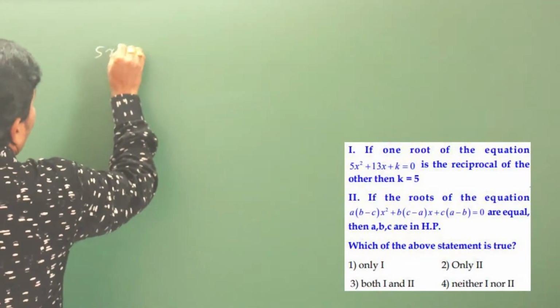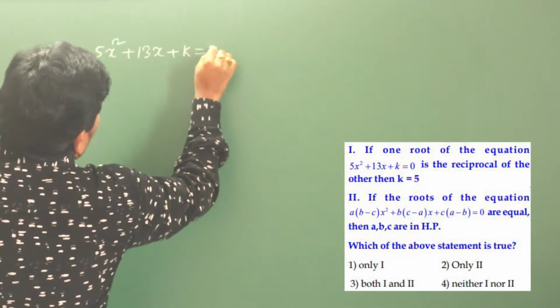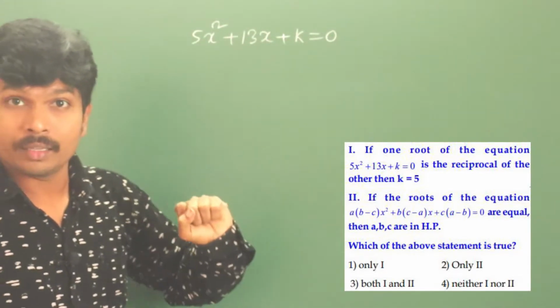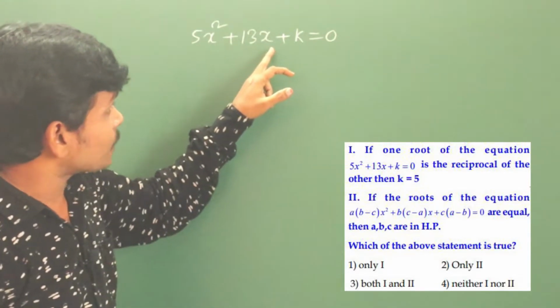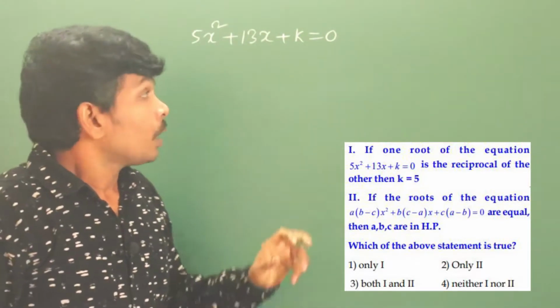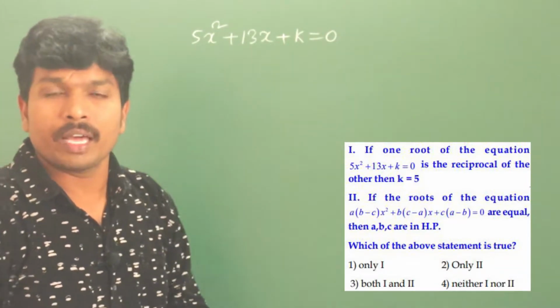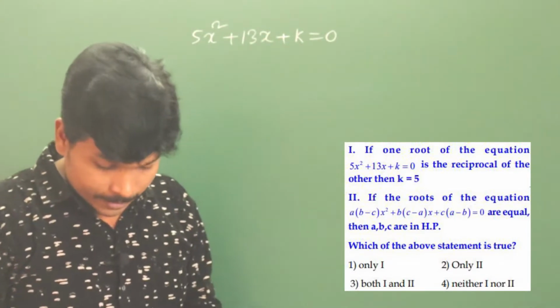Observe the problem. 5x square plus 13x plus k equal to 0. It is statement 1. You read that statement well. 5x square plus 13x plus k equal to 0. One root is the reciprocal of the other root, then find the k value. If one root is the reciprocal of the other, then what is the condition?